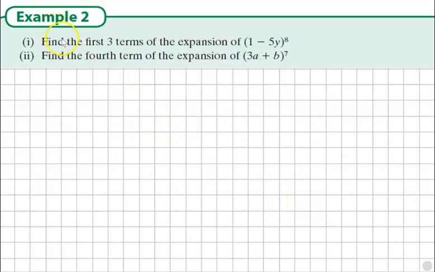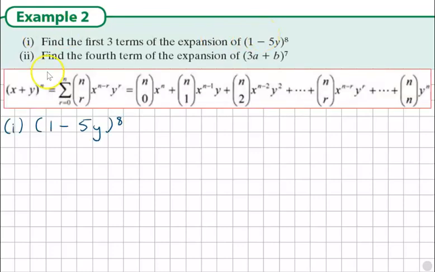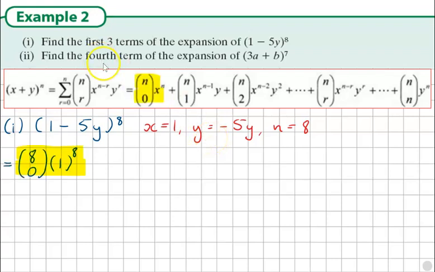Example 2, part 1. Find the first 3 terms of the expansion of 1 minus 5y to the power of 8. So again, we use this formula from the formula book. So we have 1 minus 5y to the power of 8. So x is equal to 1, y is equal to minus 5y, and n is equal to 8. Subbing into the formula, we have n choose 0 times x to the power of n. So we get 8 choose 0 times 1 to the power of 8. So the x is 1 and the n is 8.